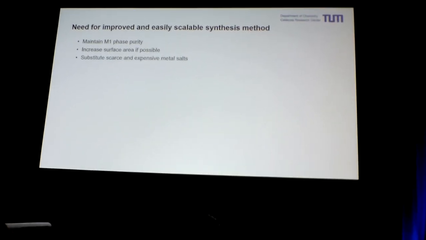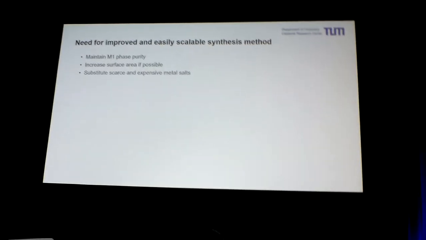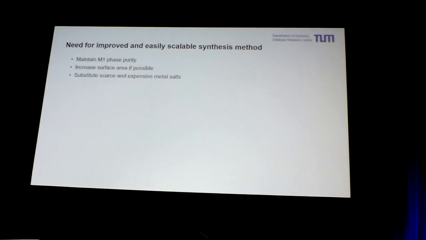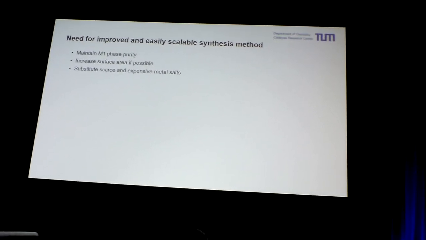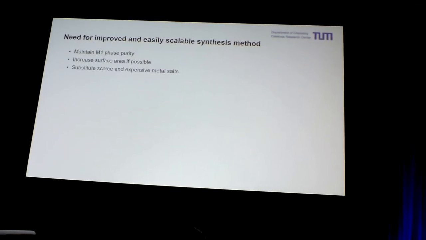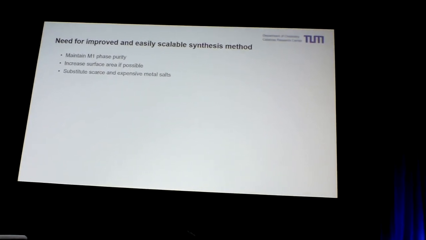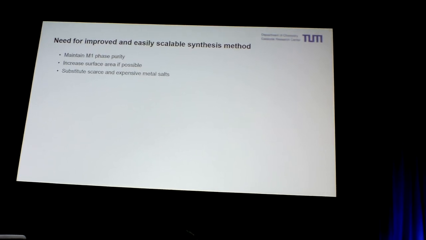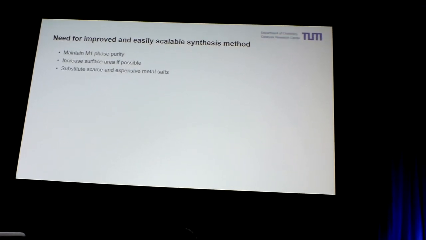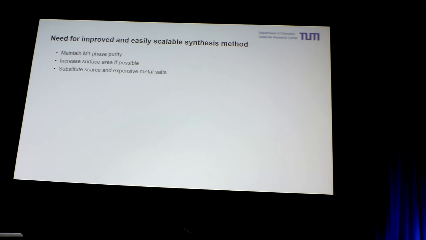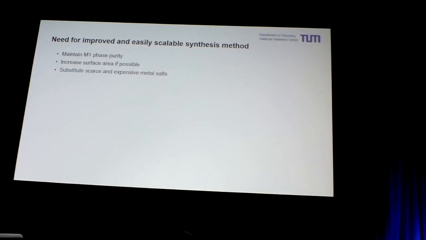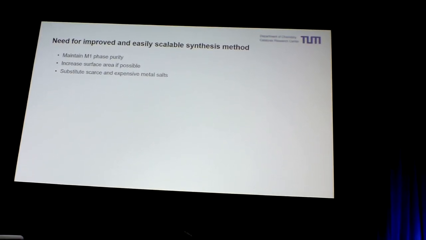We wanted to make some modification of this hydrothermal synthesis. We need, of course, to maintain the M1 phase purity. We wanted to increase the surface area as much as possible, you see this is rather low. Another requirement: since we want this method to be scalable for a commercial application, we want to substitute metal salts, because some of them are scarce and quite expensive, by more available metal oxides.